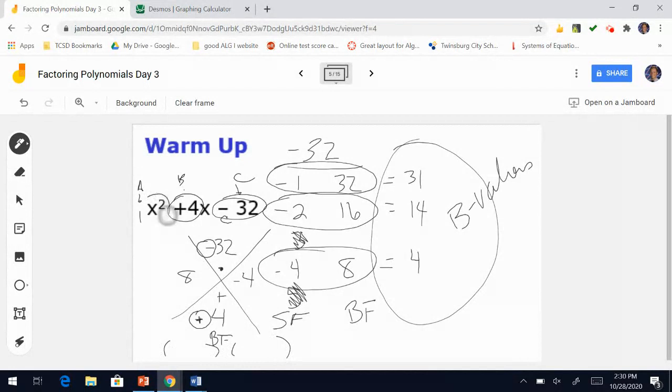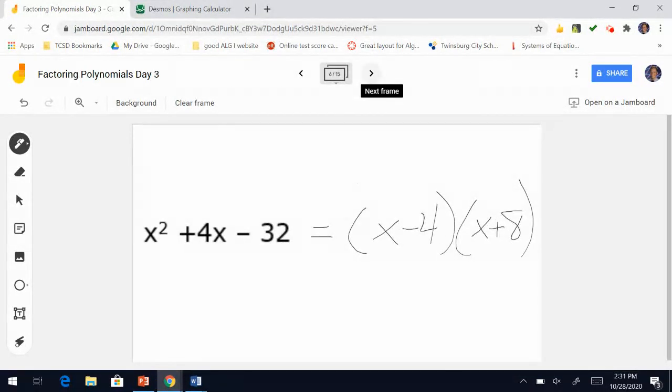The only way to get x squared is x times x. Plop in this plus 8. Plop in this negative 4, and we're good to go. Any questions? If we look, my final answer looks like this. I have a trinomial. How do I know it's a trinomial? Because there's 1, 2, 3 terms. And now I have 2 binomials. How do you know it's a binomial? Because there's 2 terms here, 2 terms here, 2 binomials.